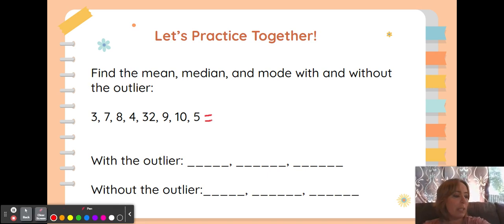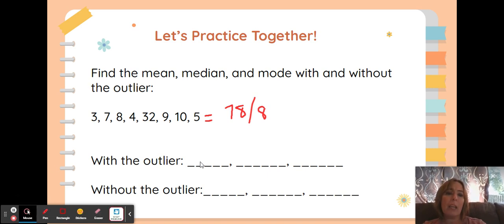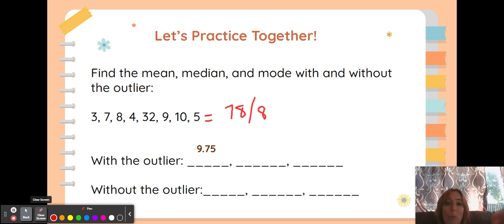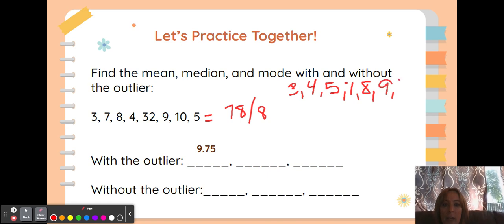When you added all those together, you got 78, and you know that there's 8 values, so you're going to divide that by 8. And when you divide that by 8, that gave you a mean of 9.75. Now, to find the median, remember, what are we going to do? We're going to put them in order. So we're going to say 3, 4, 5, 7, 8, 9, 10, and 32.